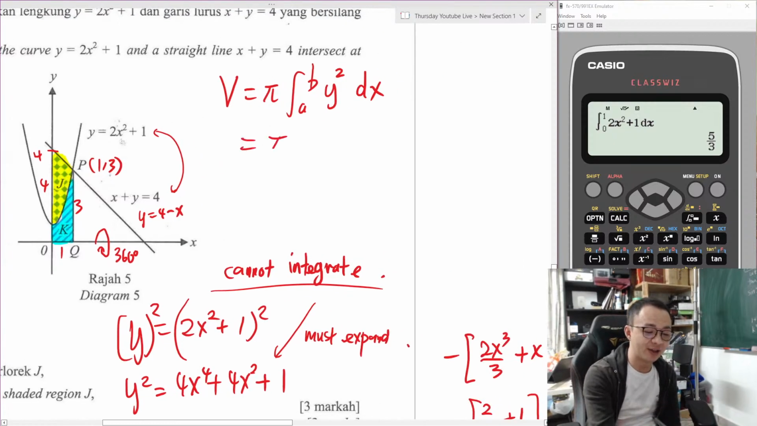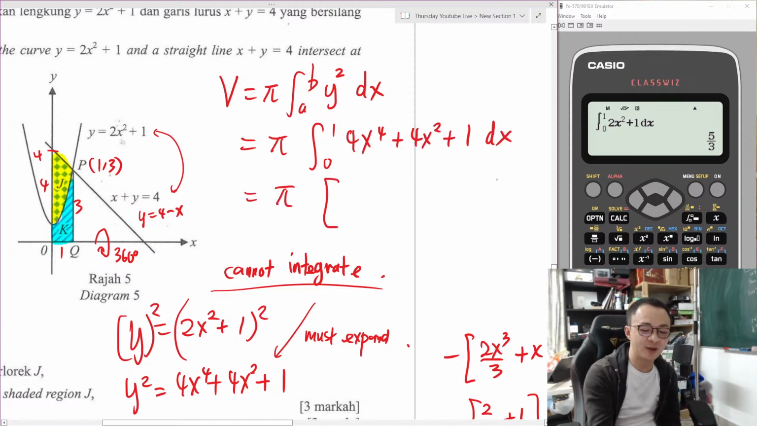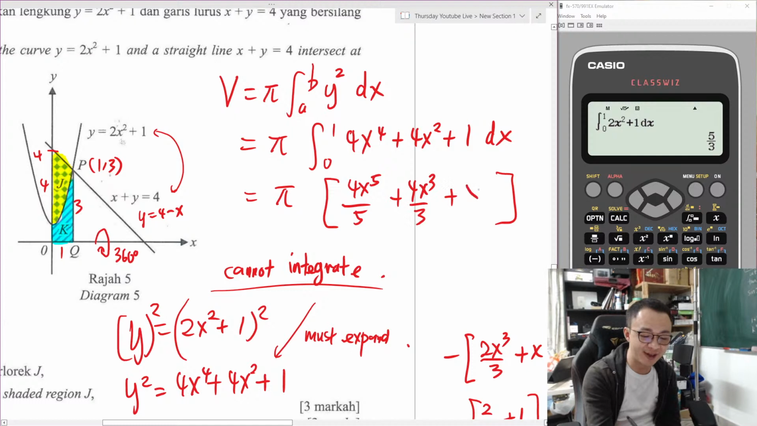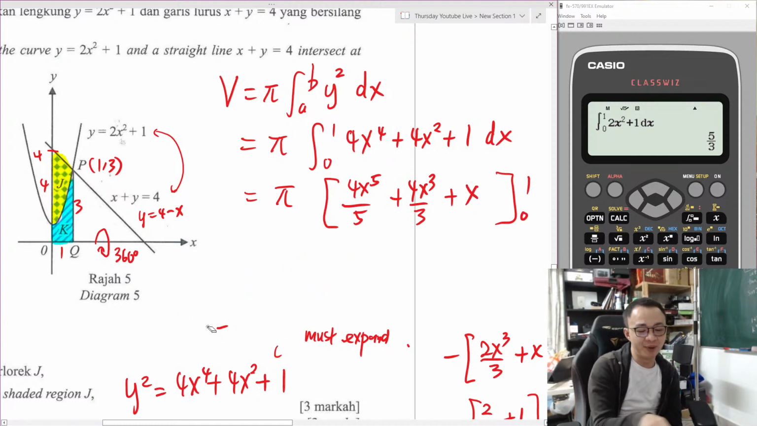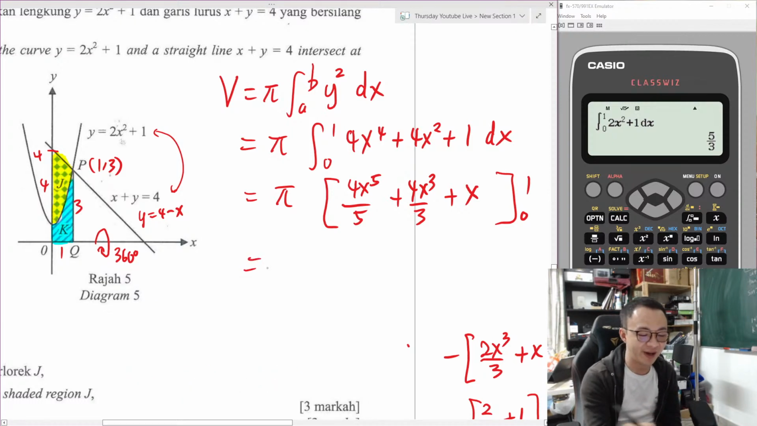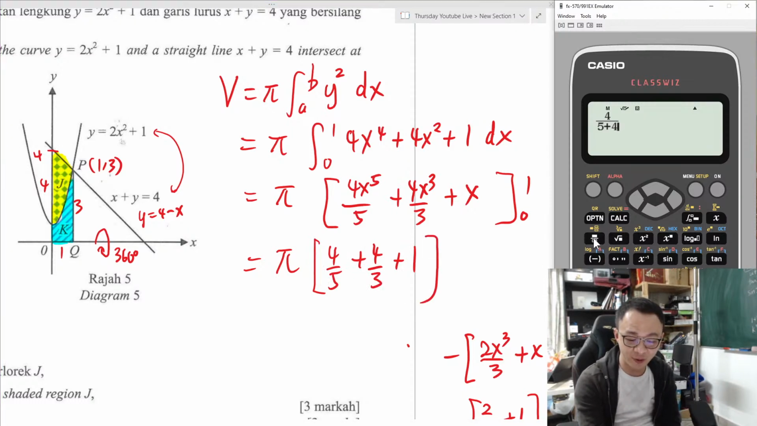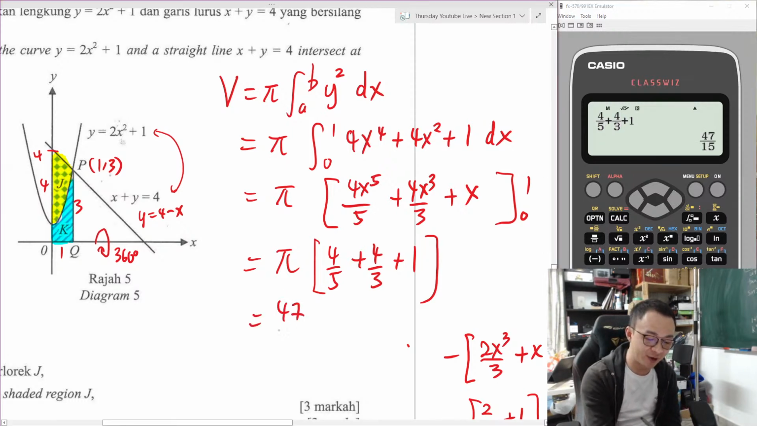Alright, so now I can start to do it. So I will integrate from 0 to 1, and this is 4x to the power of 4 plus 4x squared plus 1 dx, times pi. Alright, this one over here, I will just do it. This is 4x to the power of 5 over 5 plus 4x cubed over 3 plus x, from 0 to 1. Okay, I like 0 to 1 because I just need to focus on 1, because anything minus 0 is just itself. So here I will just have 4 over 5 plus 4 over 3 plus 1. So I will have 47 over 15 pi.